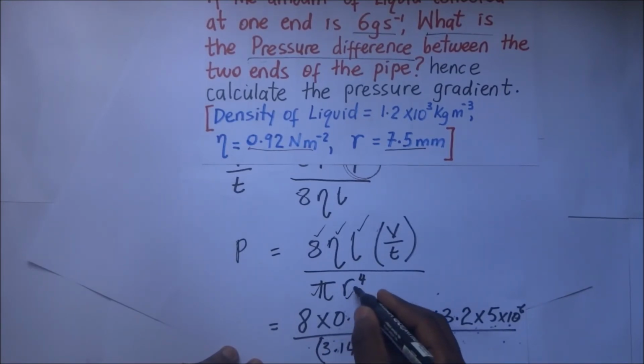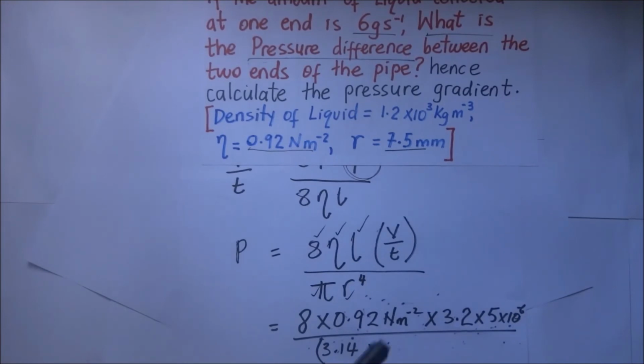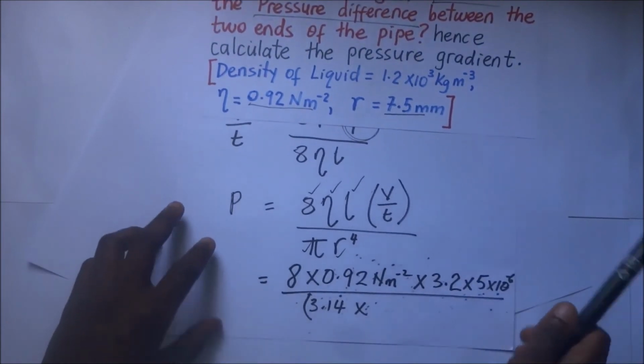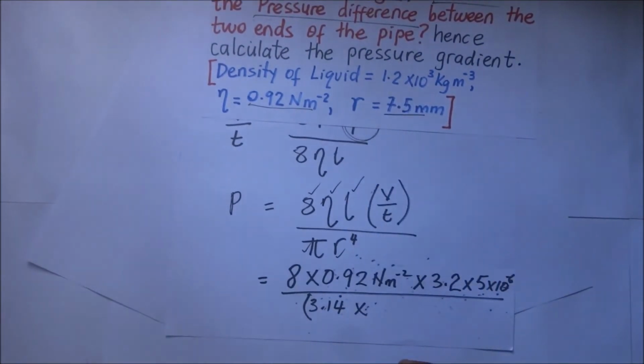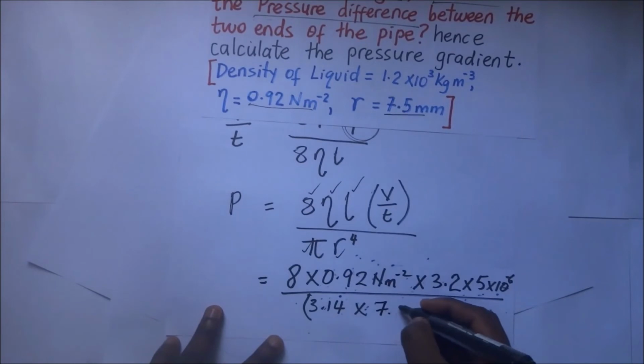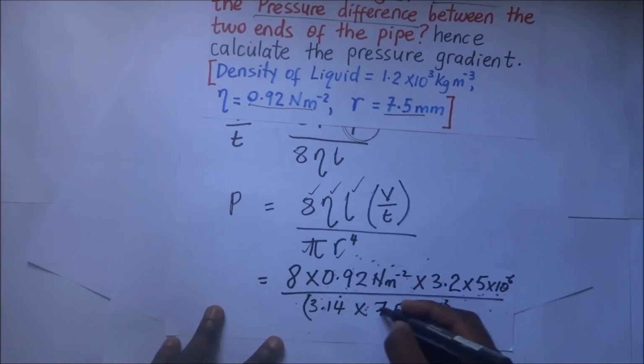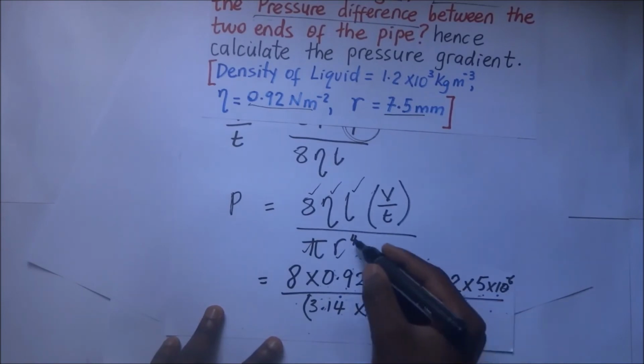Multiply that by the radius of the tube. Now the radius of the tube is 7.5 millimeters. We convert this to meters so that it's in the right standard units. Converting 7.5 millimeters to meters is going to be 7.5 multiplied by 10 to the power negative 3, and this is to the power 4.